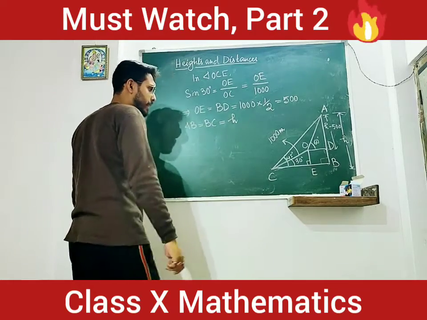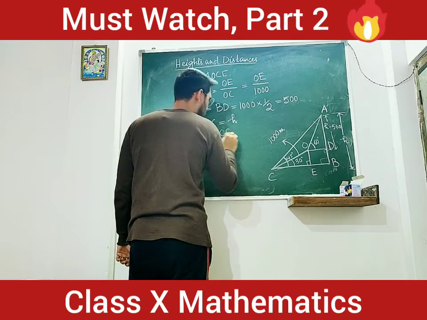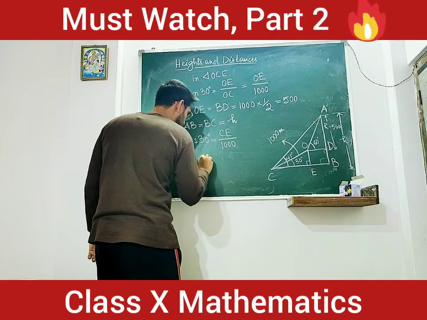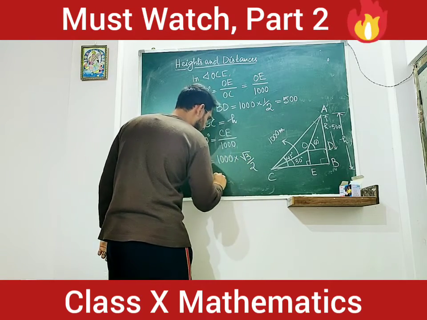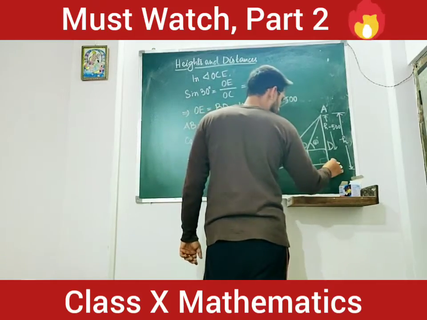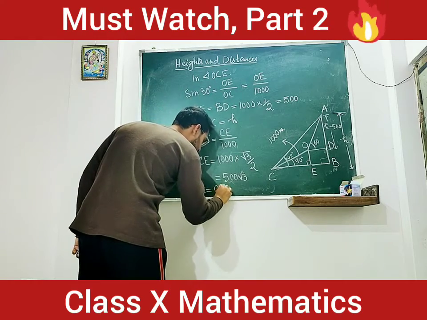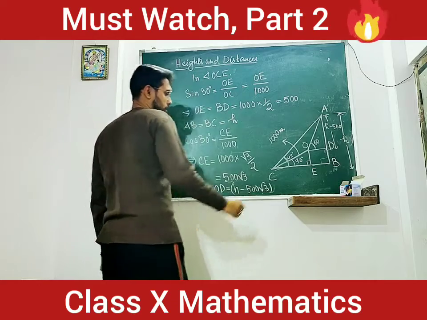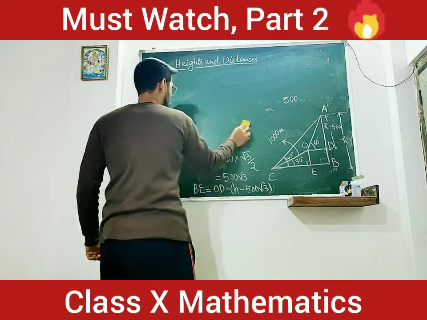So let us find out this one. So cos 30 will be equal to CE by OC. OC is 1000. So CE is going to be 1000 into root 3 by 2, which is 500 root 3. So this is 500 root 3. So this BE, which is also equal to OD, will be equal to h minus 500 root 3. So this will be equal to h minus 500 root 3. So let us wipe out the top part.